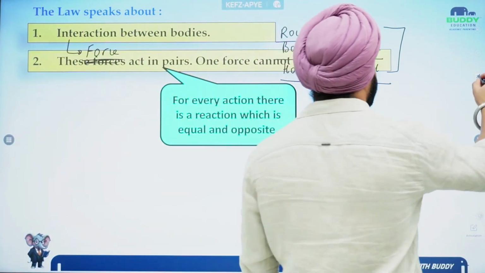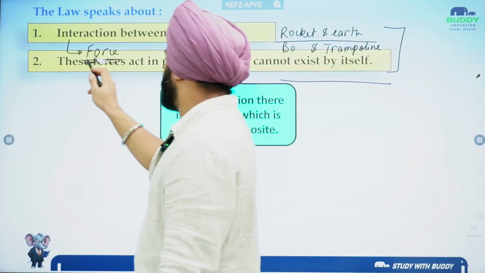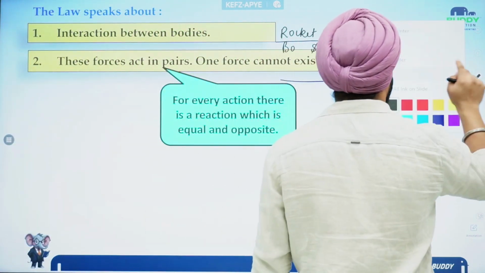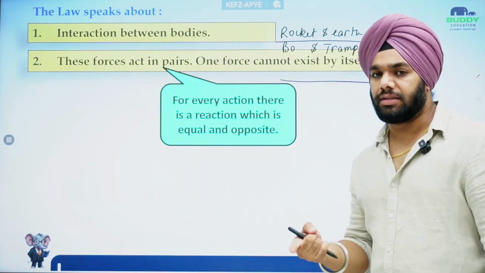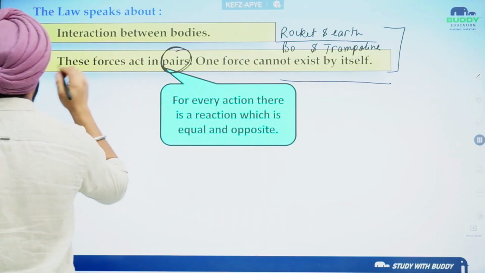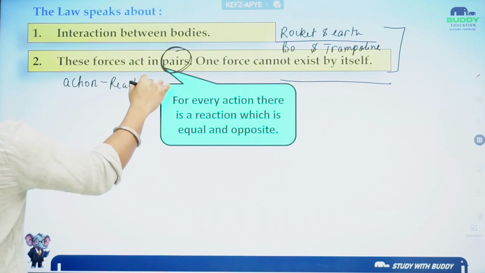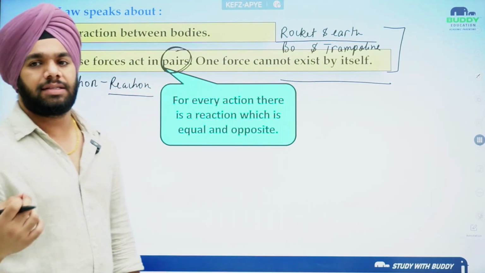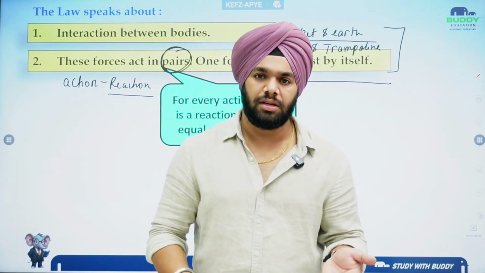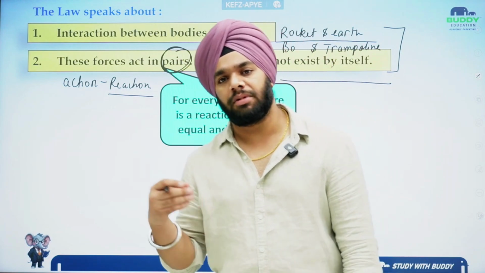And remember, this is the most important point, these forces act in pairs. For every action, this is what Newton told us, there will be a reaction, right? So it is always acting in pairs. Pairs means action, reaction, reaction, action, right? This is what pairs are. And they cannot exist by themselves. That means without the action you cannot have the reaction, and without the reaction you cannot have the action, right?